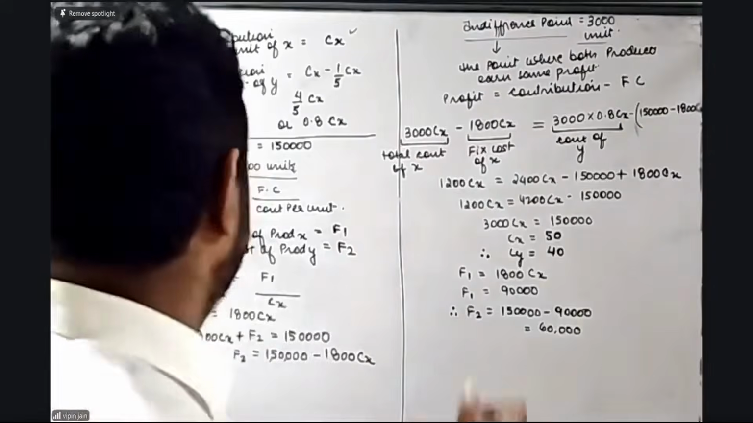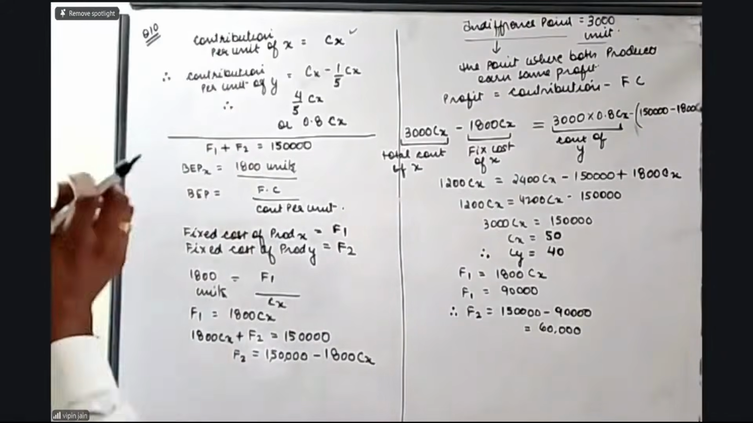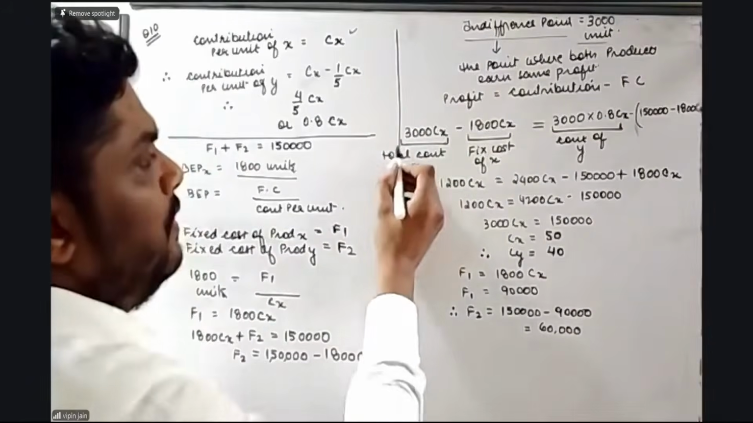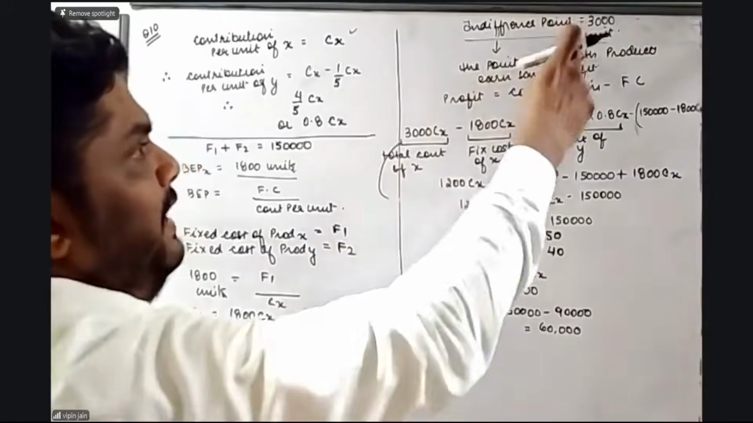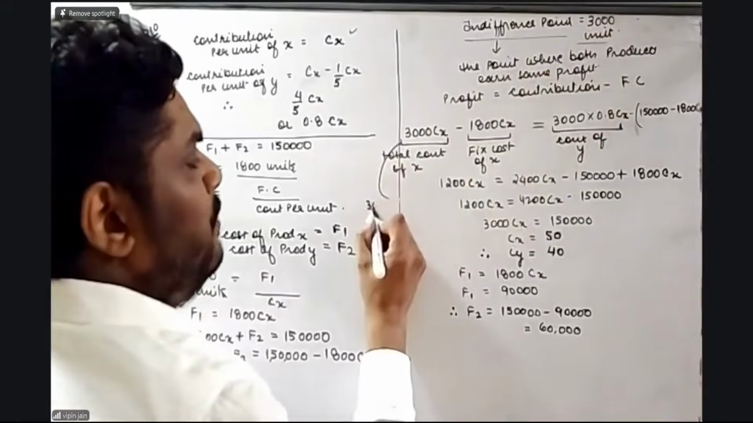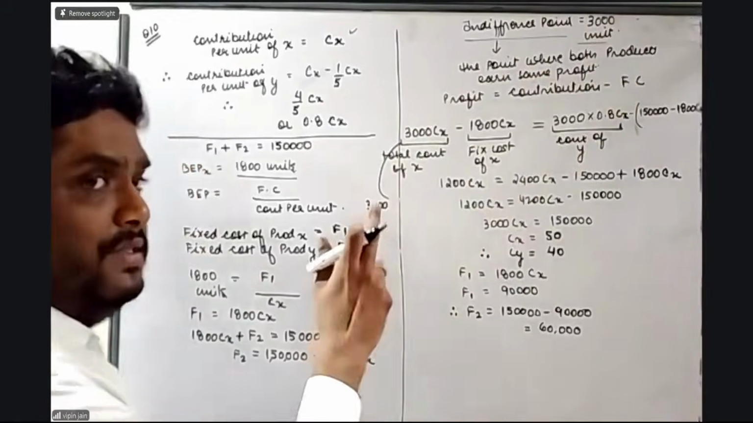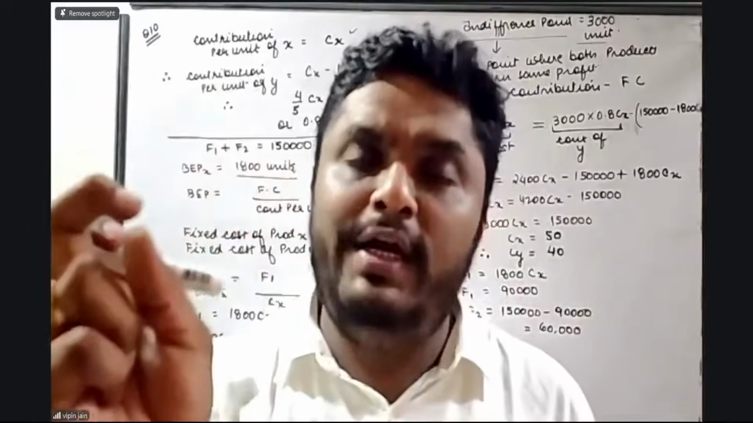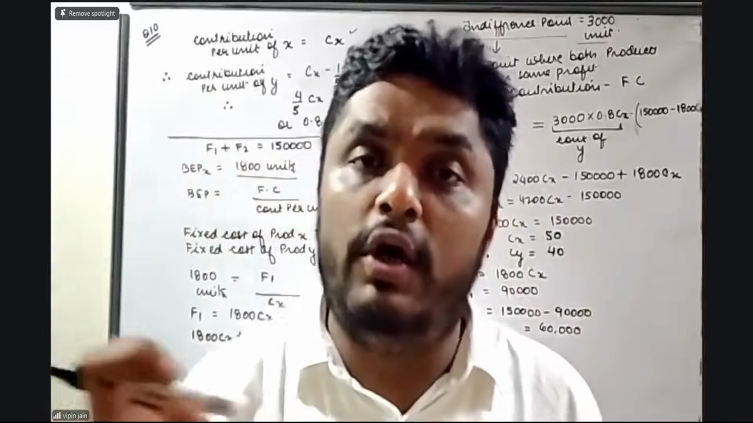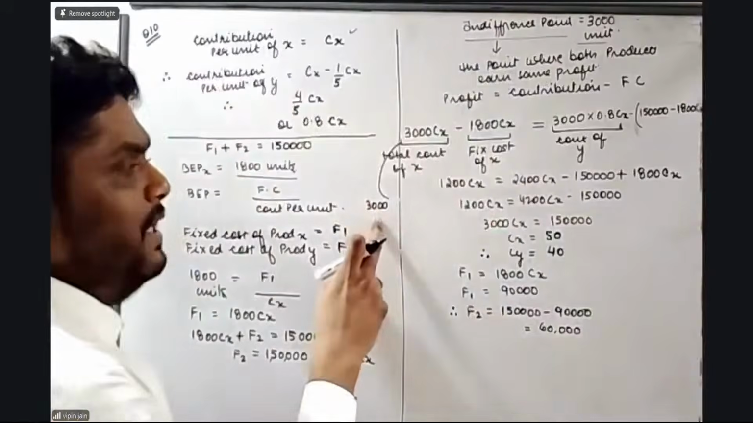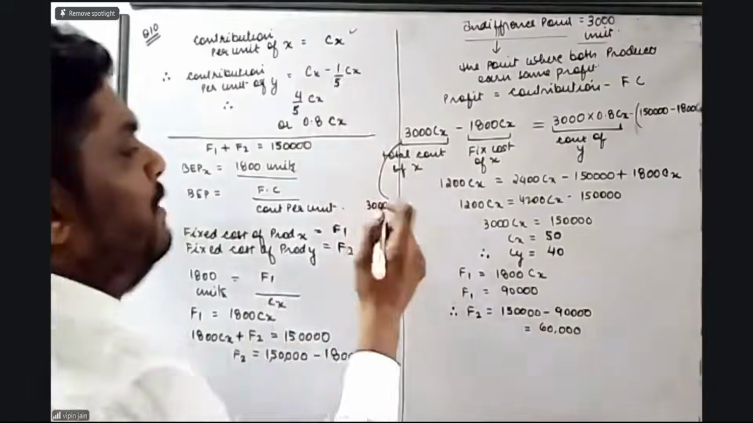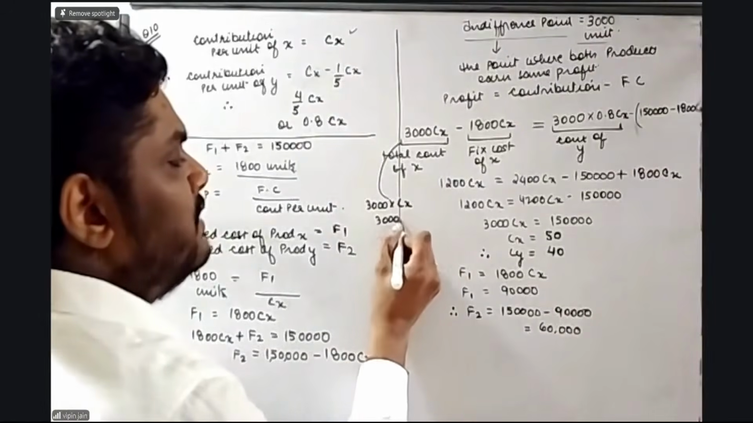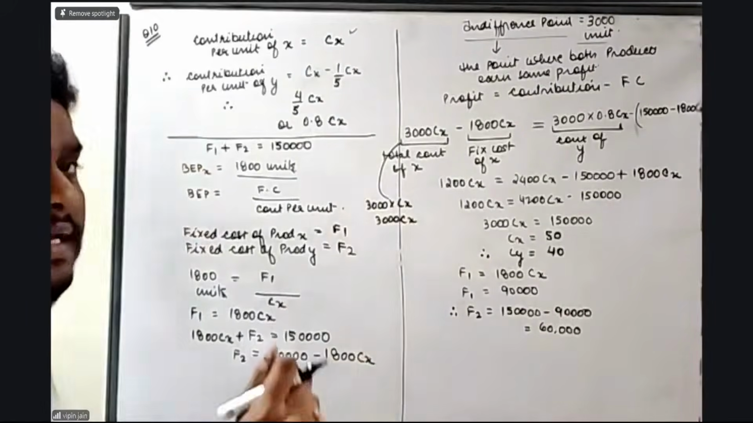See, Visual, you're talking about this one, right? So see, at indifference point, the number of units are how much? 3,000. They both earn same profit. So units into contribution per unit, we will get the total contribution. So units is 3,000 and contribution per unit is what? Cx. So this will be 3,000 Cx. I hope it is clear now.